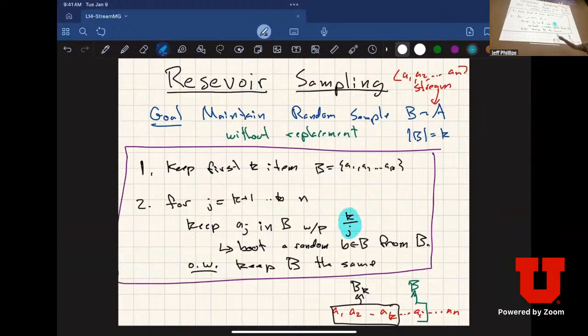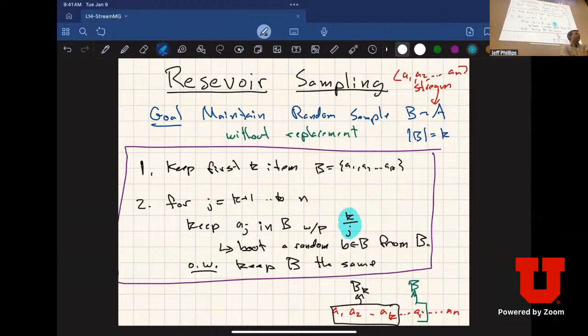The probability I actually have to do any work other than flipping a random coin is very small, right? So this step occurs less and less as I go. But at the end of the stream, I get a reservoir set B, which is kept with the right probability.